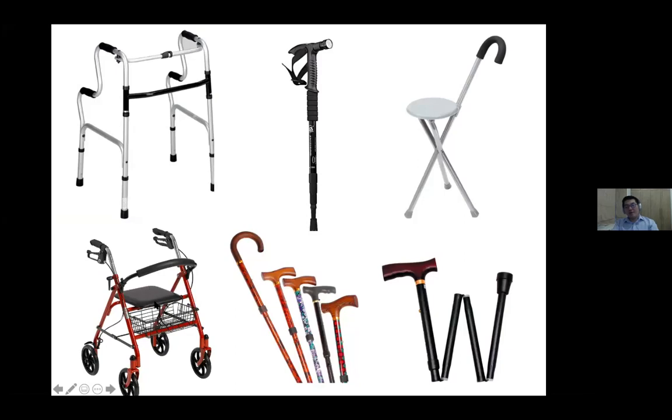The good thing about this one is that there's a seat. So whenever the individual is tired, they can put a seat. Always remember there's a need for brakes, because without brakes, there's a chance of this wheeling off and causing a fracture. Walking stick is always a good idea. These are some of the various normal ones which we can see on the market itself.